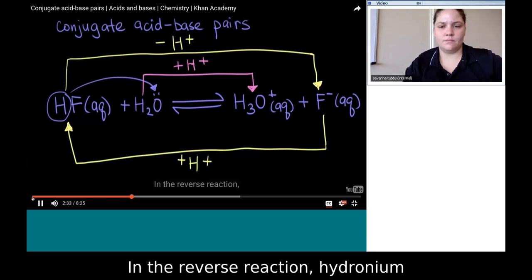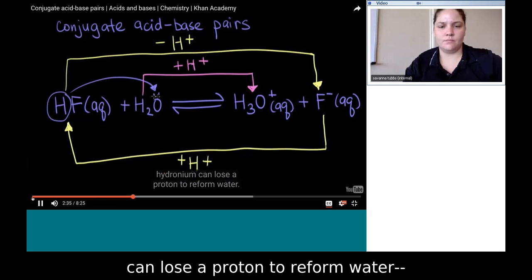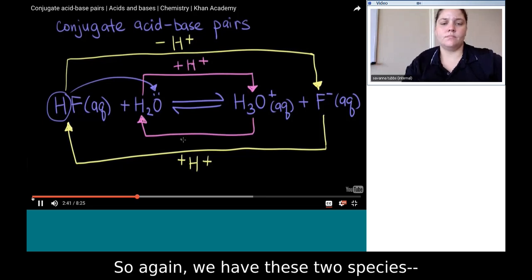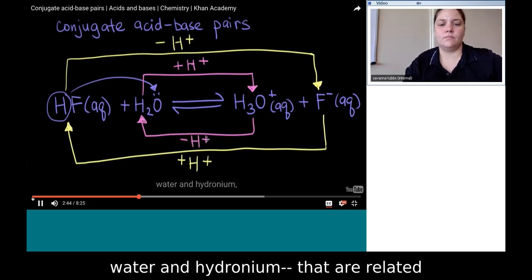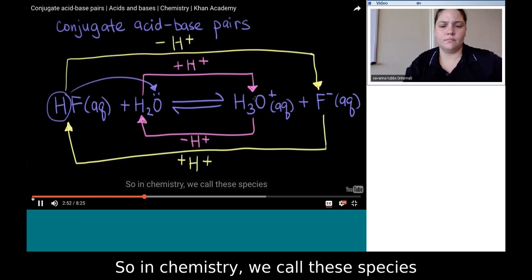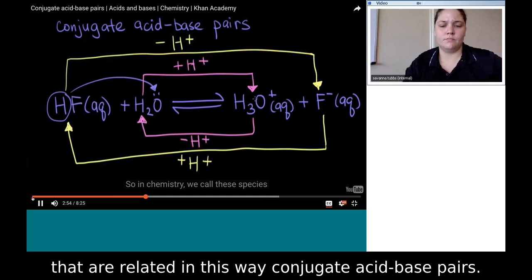In the reverse reaction, hydronium can lose a proton to reform water. So, minus H plus. Again, we have these two species, water and hydronium, that are related to each other by having or not having one H plus. In chemistry, we call species that are related in this way conjugate acid-base pairs.